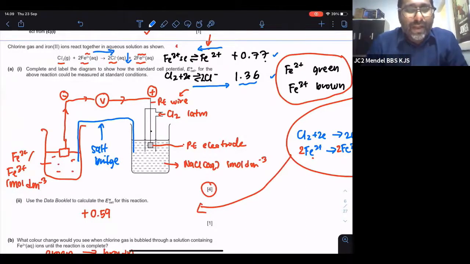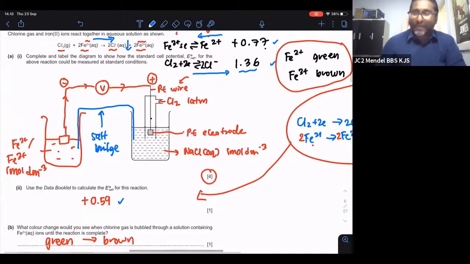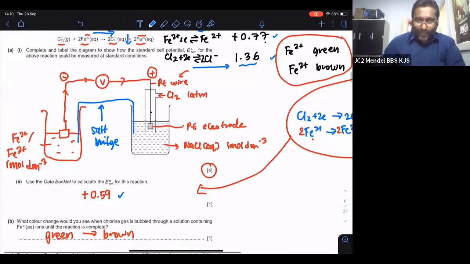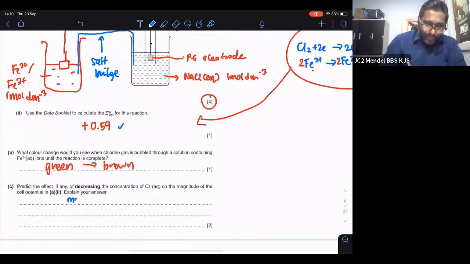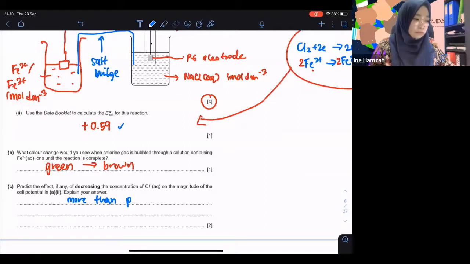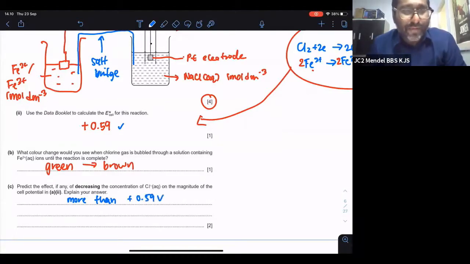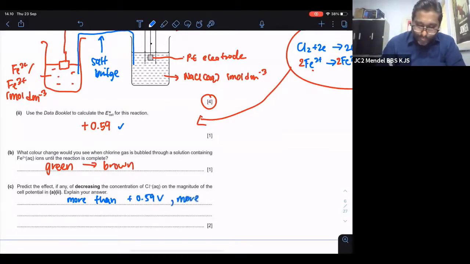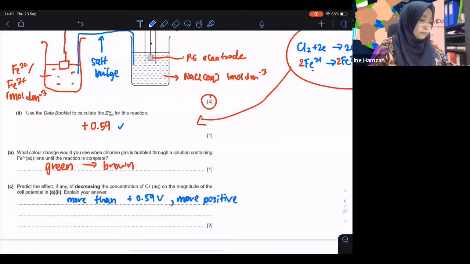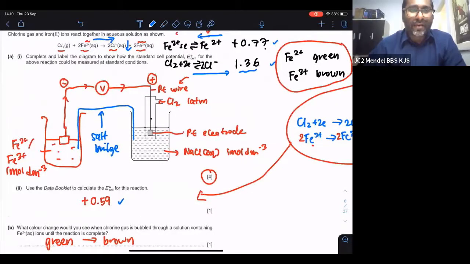What will happen to the E value if you shift the position to the right? Of course, the E value will become more positive. Earlier when we calculated, it was 0.59. So we are expecting the value to become more positive, more than 0.59 volt. Why? Because this is going to increase the concentration of chloride ion back. So that is the reason.